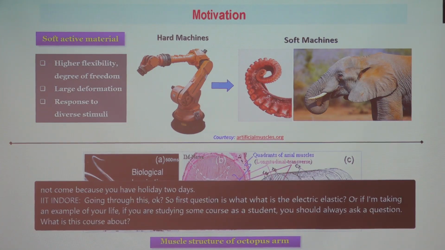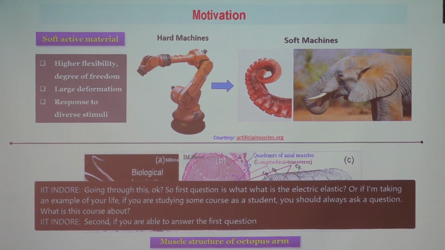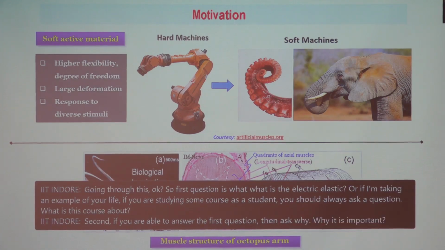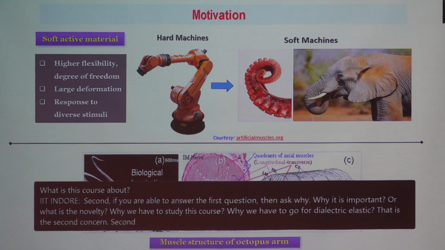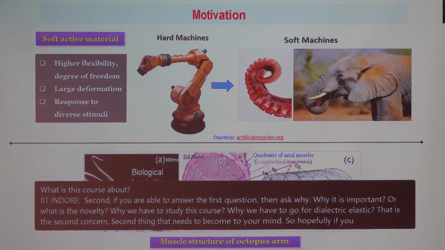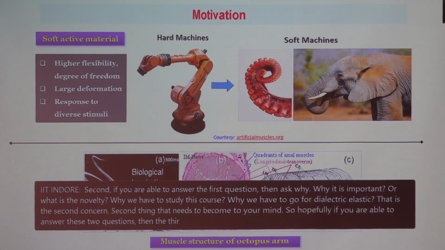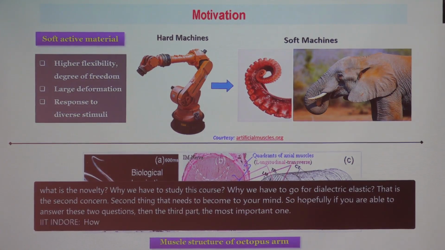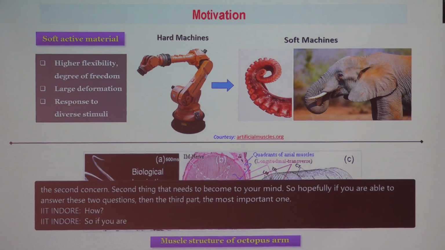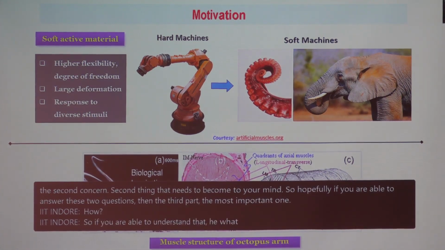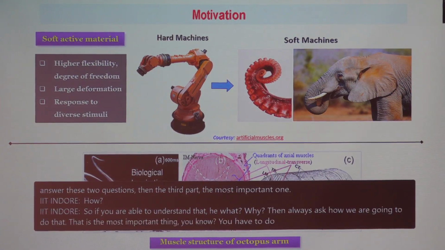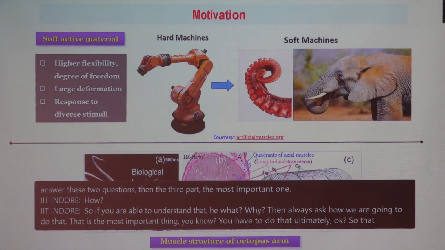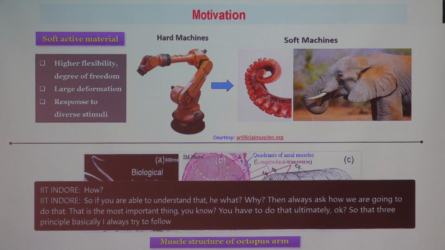Second, if you are able to answer the first question, then ask why it is important, or what the novelty is, why we have to study this course, why we have to go for dielectric elastomer. That is the second thing that needs to come to your mind. So hopefully, if you are able to answer these 2 questions, then the third part, the most important one, H, how. If you understand the what and the why, then always ask how we are going to do that. That is the most important thing, na? You have to do that ultimately, okay. That 3-word principle is what I always try to follow, and hopefully if you like, you can also follow it, okay.